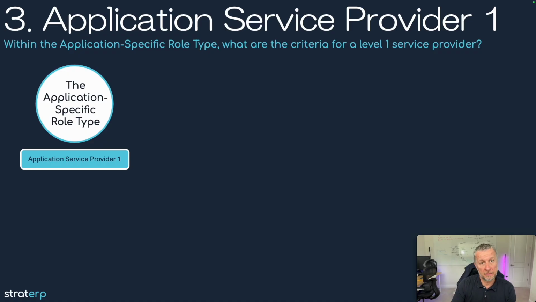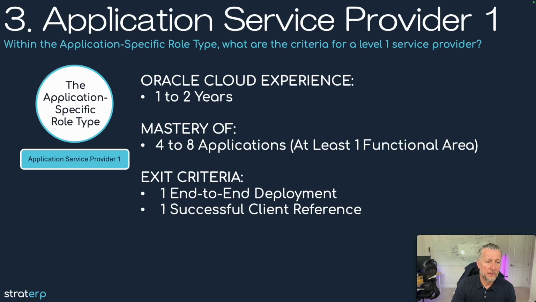What are the criteria for a level 1 contract service provider? Well, you want to have 1 to 2 years of Oracle Cloud experience. You want to, in those 2 years, provide or create mastery of 4 to 8 applications. Now, this somewhat depends, right? It's different functional areas or different technologies are more or less involved. If you're in payables, it's 2 apps. But if you're in procurement, it's 8. So use some common sense here, but you really want to have a good grasp of a functional area.